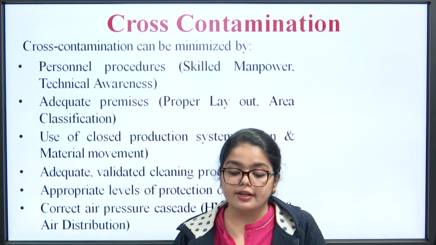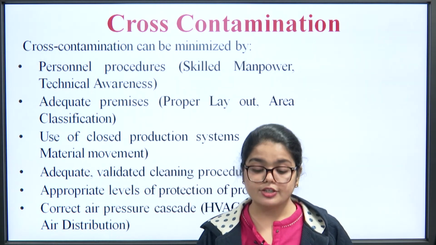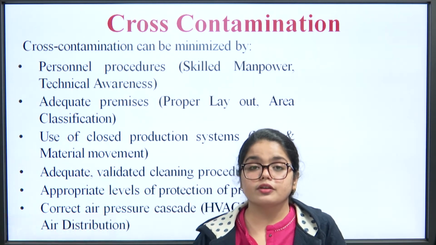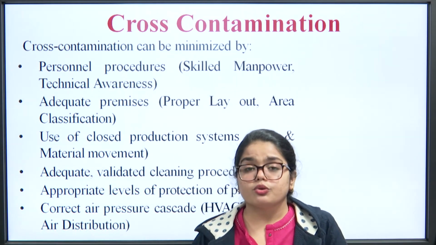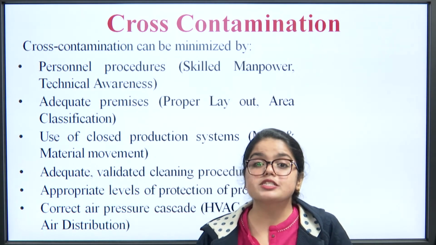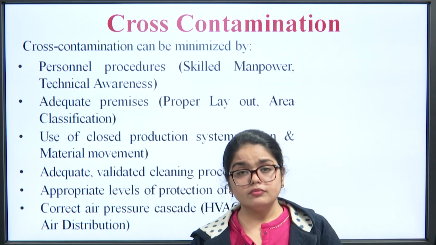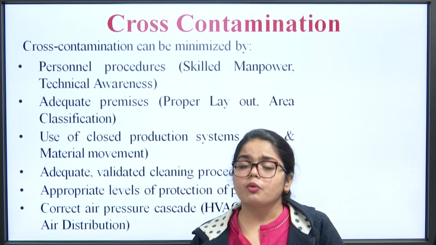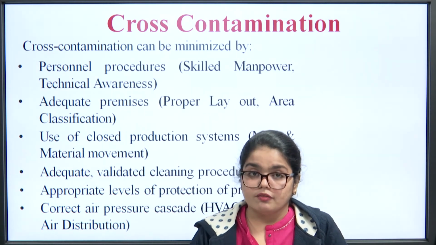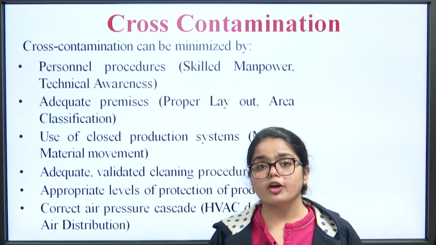Then adequate and validated cleaning procedures. Obviously, the workers doing the cleaning should know the particular way they should clean, because it is never just pouring the cleaner and wiping it out. There are particular ways these should be wiped, otherwise the microbial load will be spread throughout the whole area. Then an appropriate level of protection of the product. How a particular product can be protected from different microbial contamination has to be maintained. Then the correct air pressure cascade has to be developed. The facilities there, that is air conditioning or heating, should be properly maintained so that no microbial load is coming from there.